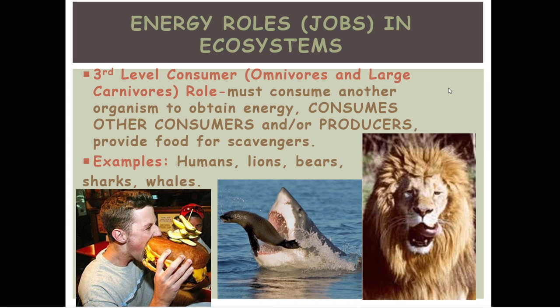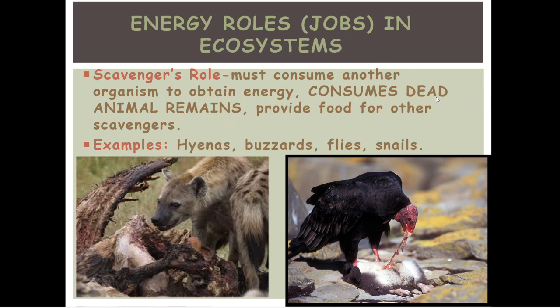And our third level consumers that we talk about are our omnivores and our large carnivores, okay? They must consume another organism to obtain energy, and they consume other consumers and or producers. So those are our omnivores, okay? They eat meat or plants. And they provide food for what we call scavengers. Examples would be humans, lions, bears, sharks, and whales.